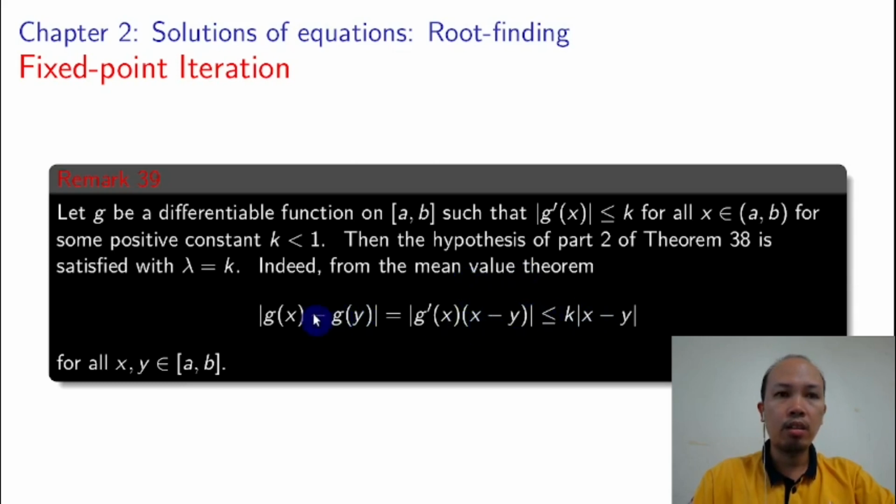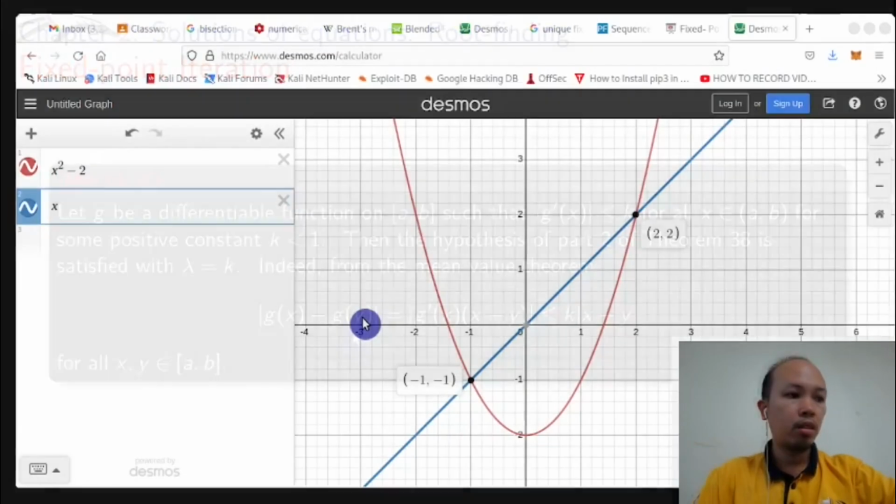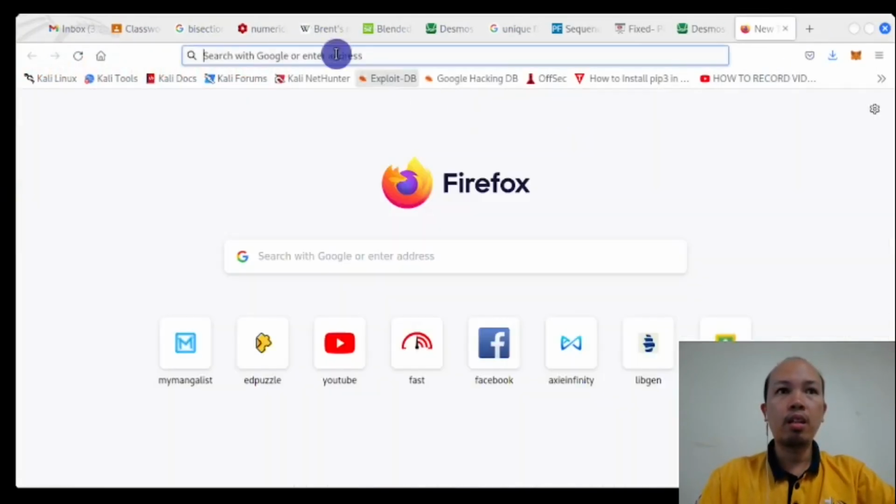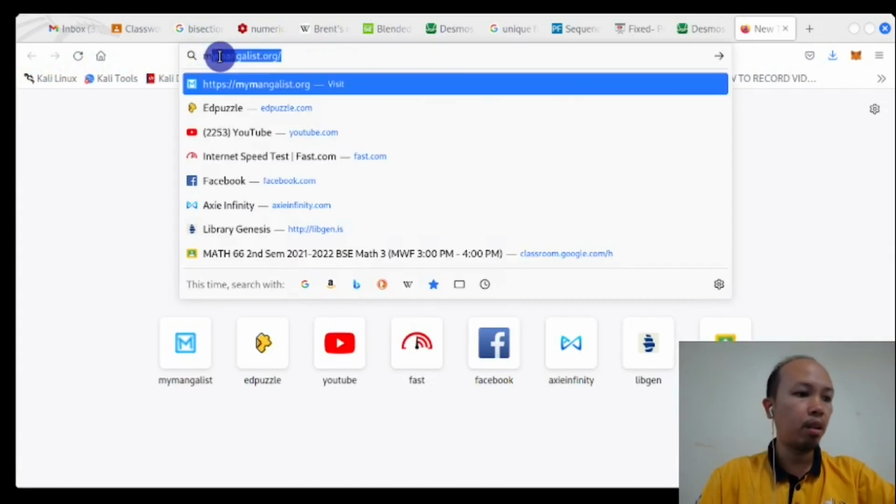Then you can replace. I think I'm going to show you. Let's go to our Firefox browser, and then let's type mean value theorem.